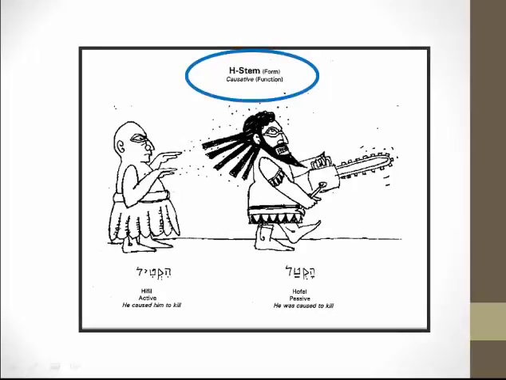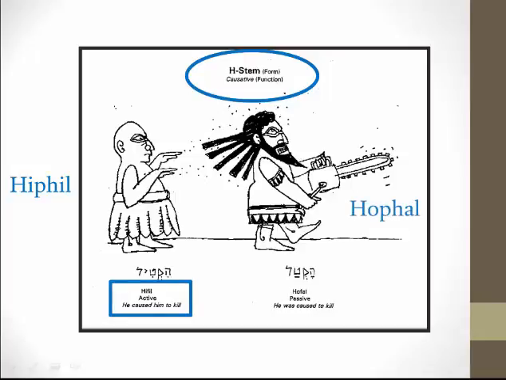And then we move to the H pattern. That is, those patterns that have a he prefixed. The Hifil is the active, and it typically means he caused him to kill, whereas the Hofal is the passive of the Hifil, and it means he was caused to kill.